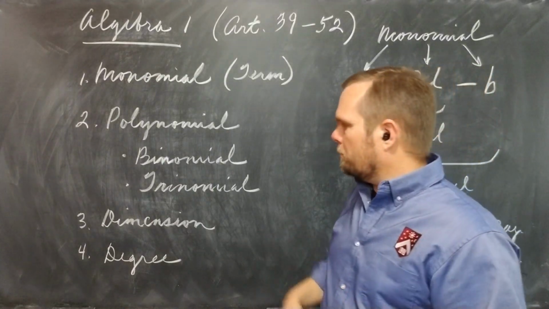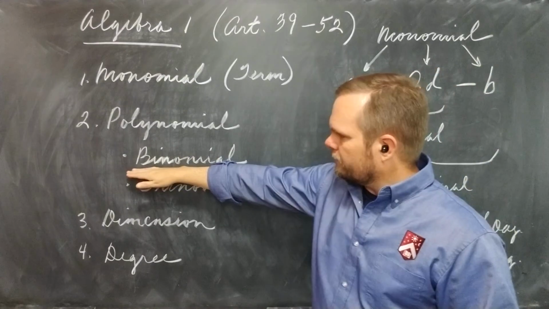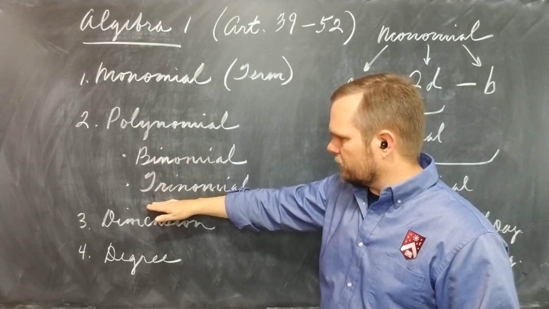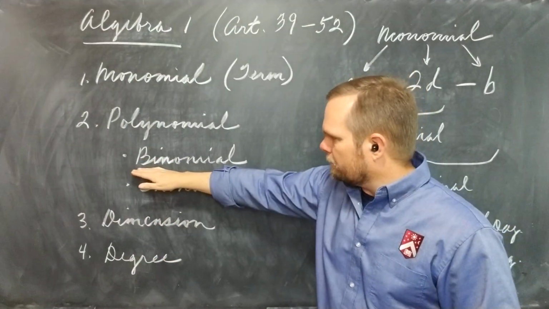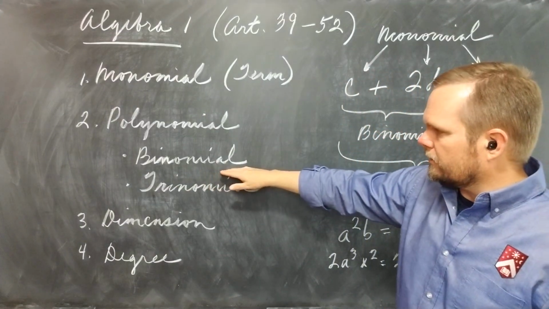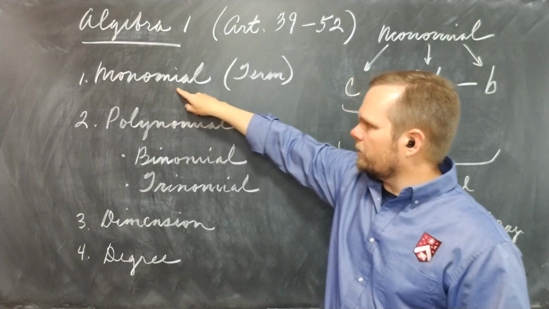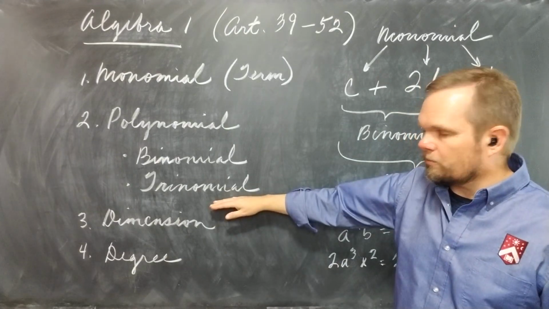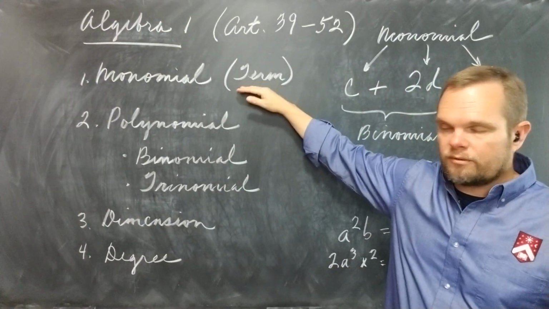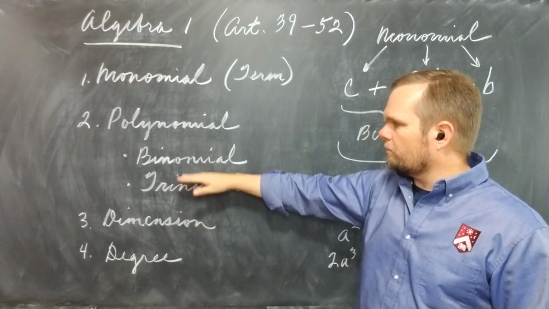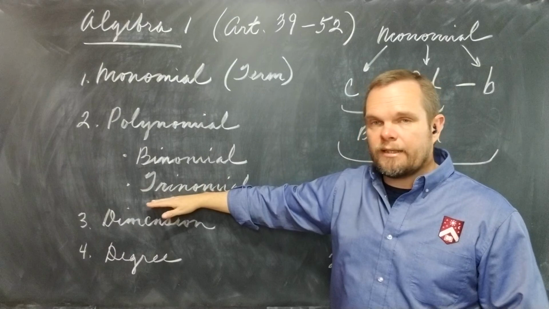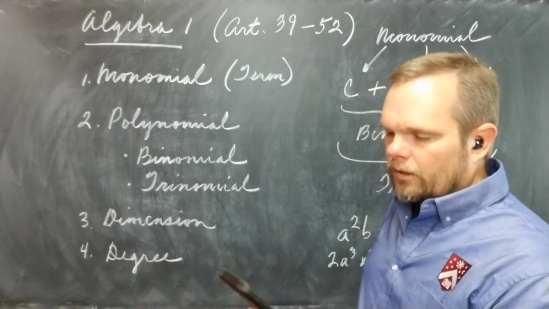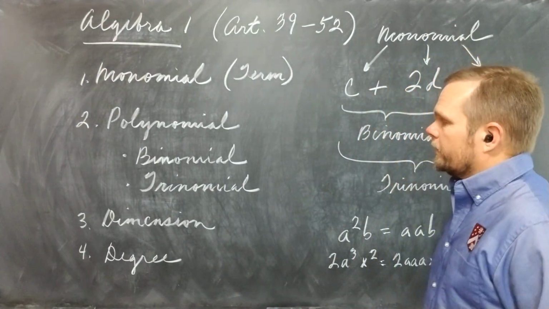Article 42. A binomial. Bi means two. Tri means three. So binomials and trinomials, you can probably figure out what this means. A binomial is an algebraic expression consisting of two monomials, or two terms. A trinomial is an algebraic expression consisting of three terms. Binomial and trinomial are both polynomials. If there was any number of terms more than 3, they would just be referred to as a polynomial. Okay, so that takes us through article number 43.